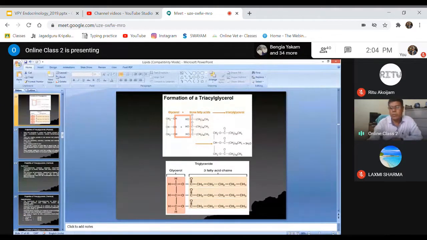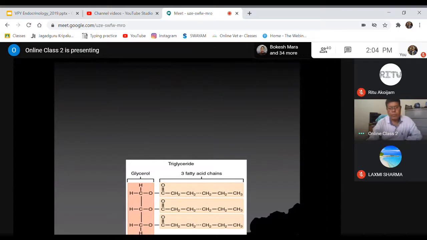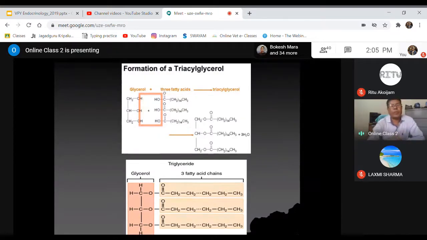Let me just show you the slide. I think I did not give you this picture earlier. Can you see this structure? Is the structure clear? Yes, sir. So you have a glycerol molecule here. You can see my cursor moving. This glycerol is CH2OH, CHOH, CH2OH. There are three hydroxyl groups, an OH group attached to carbon number 1, carbon number 2, and carbon number 3.